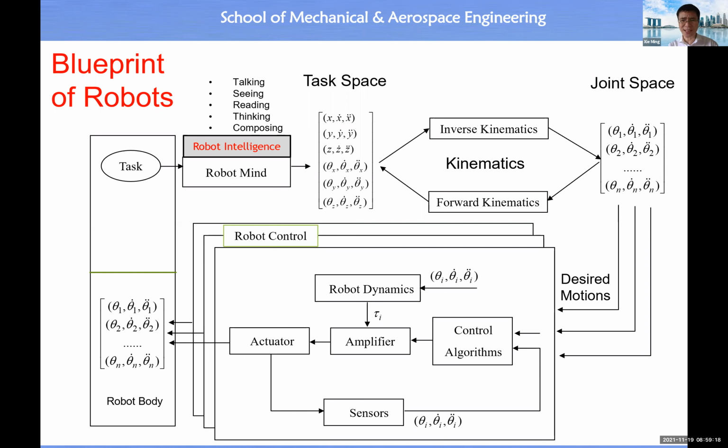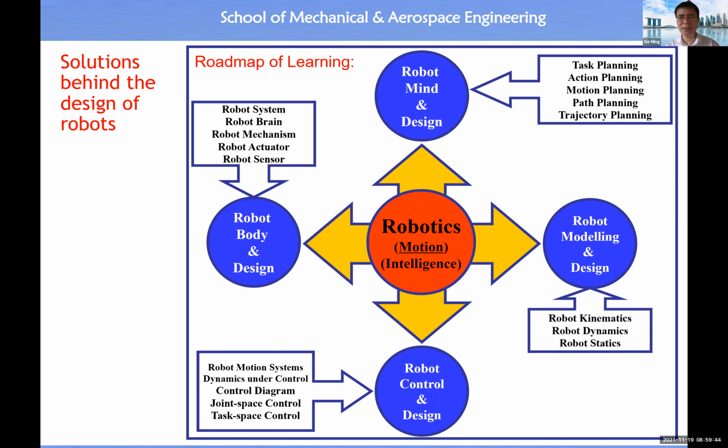Now we move on to study module four. Module four is very important because module four will enable your robot to perform controllable motion. How to achieve controllable motion? Then you can find the answer from the study of module 4. All right. So this is a roadmap of learning. And you see the keyword design. Okay. You remember, I asked you to put yourself into the mindset of a designer.